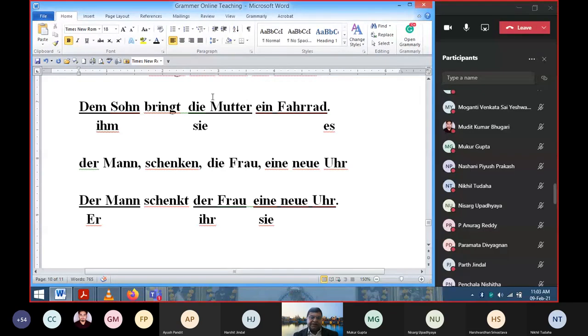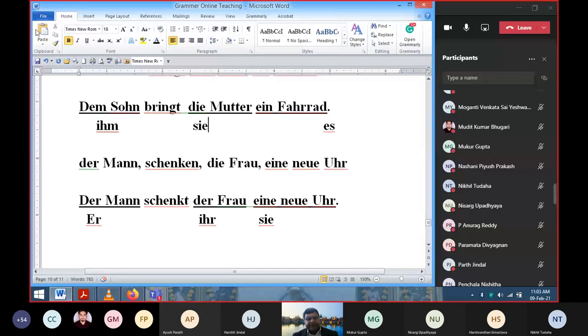So sie means for mother. She brings it, means bicycle, to him. To him means to son. So if you translate with all the pronouns, the translation will be: she brings it to him. She brings it to him. She for mother, brings it for bicycle, to him, to son.